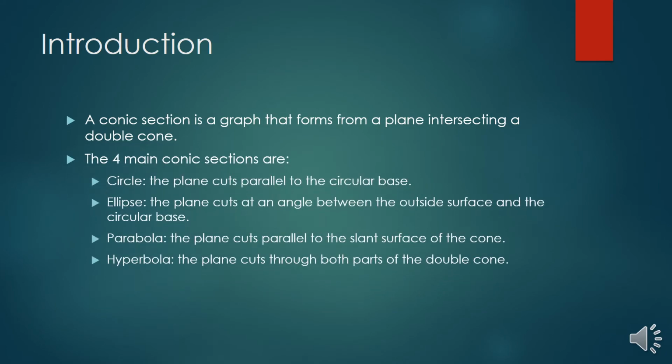The four main conic sections are the circle, the ellipse, the parabola, and the hyperbola. In a circle, the plane cuts parallel to the circular base. In an ellipse, the plane cuts at an angle between the outside surface and the circular base. In a parabola, the plane cuts parallel to the slant surface of the cone. In a hyperbola, the plane cuts through both parts of the double cone.